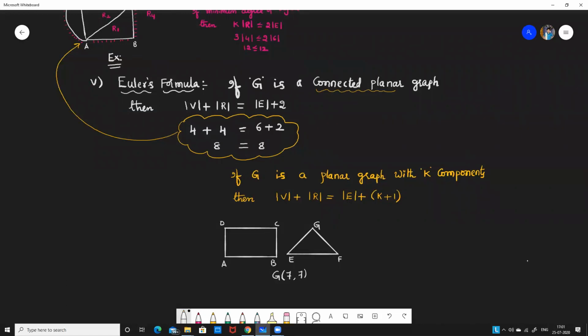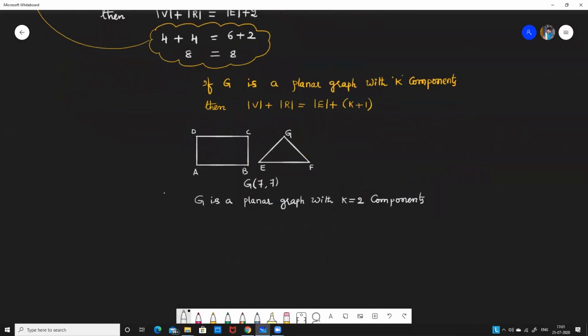So G is a planar graph with 2 components. K is equal to 2. Now I want to verify whether the given formula is working properly or not for this graph. Okay, there are exactly 2 components. I want to verify this condition. Now in this formula, how many vertices are we having? Number of vertices is equal to 7. Number of edges is equal to 7, and k equals 2. But how many regions are we having?